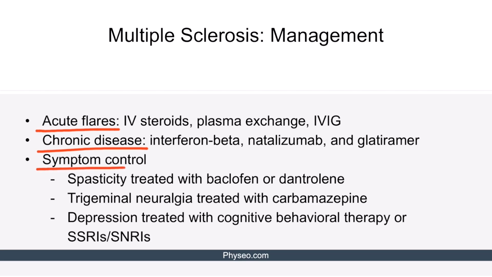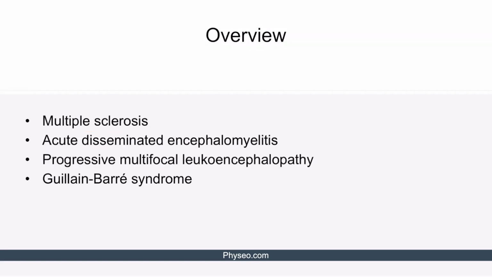When it comes to general symptom control, you should know that spasticity is typically treated with baclofen or dantrolene, and that trigeminal neuralgia is treated with carbamazepine as a first-line treatment. Now, all patients with multiple sclerosis should be screened for depression and treated appropriately with CBT, cognitive behavioral therapy, or first-line medications such as SSRIs or SNRIs. Okay, here's the overview slide again. Let's now talk about acute disseminated encephalomyelitis and progressive multifocal leukoencephalopathy, or PML, next.